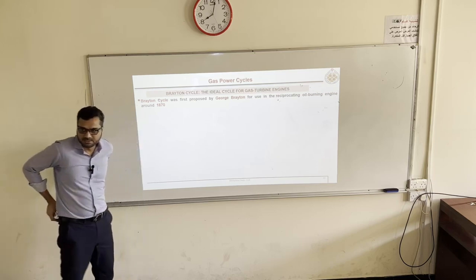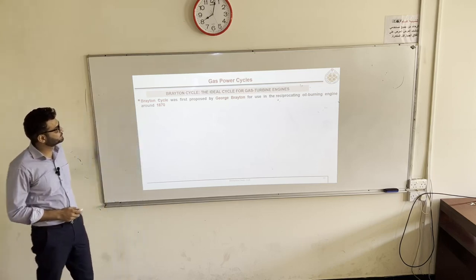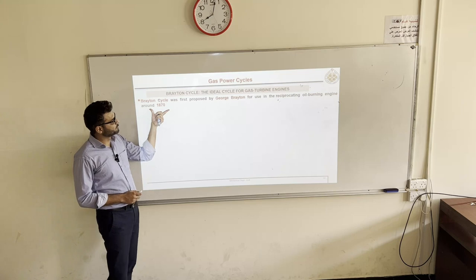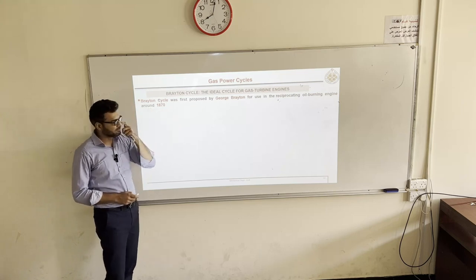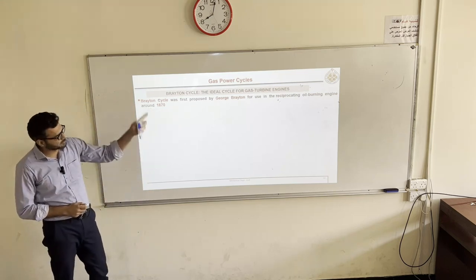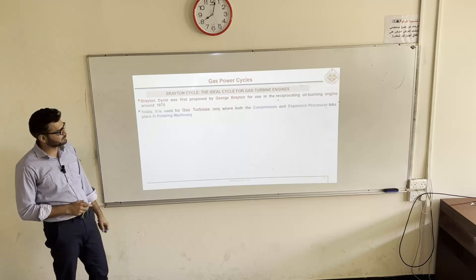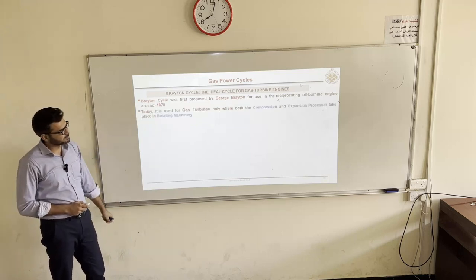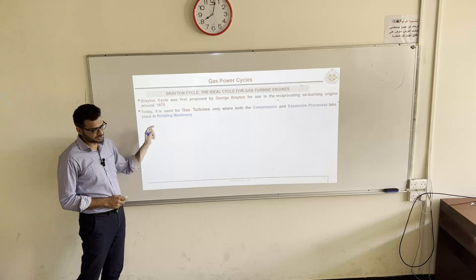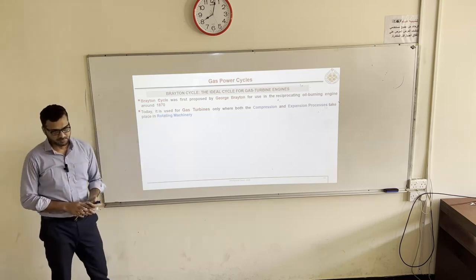Cycle. Brayton cycle was proposed by this person in 1870, but initially for a reciprocating oil burning engine. But later, this cycle was actually used for rotating machinery, not a reciprocating engine.